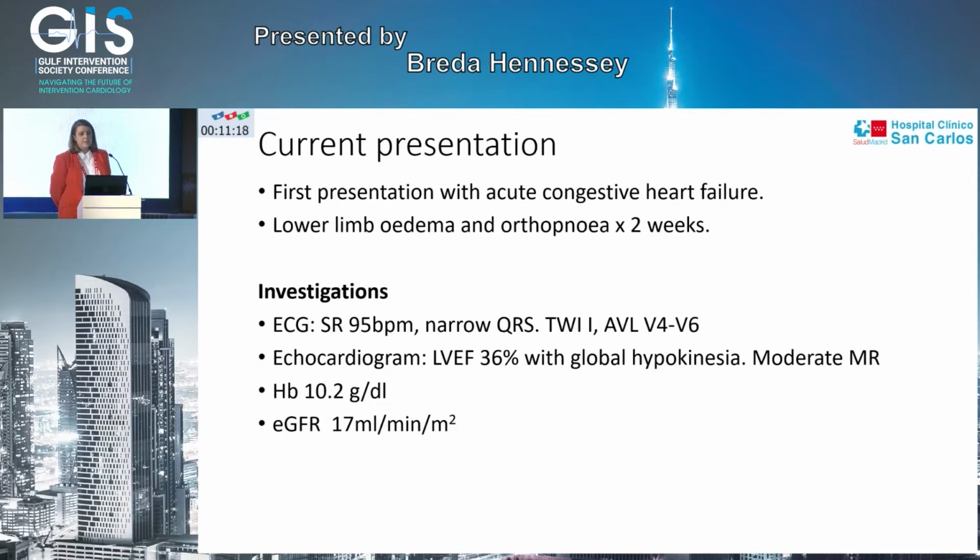And he presented with a first presentation of acute coronary syndrome, a 2-week history of lower limb edema, PND, orthopnea. His ECG had some T-wave changes in the lateral leads, and this was his first echo, which showed an LV ejection fraction of 36% with moderate mitral regurgitation. He was anemic, and he had an eGFR of 17.